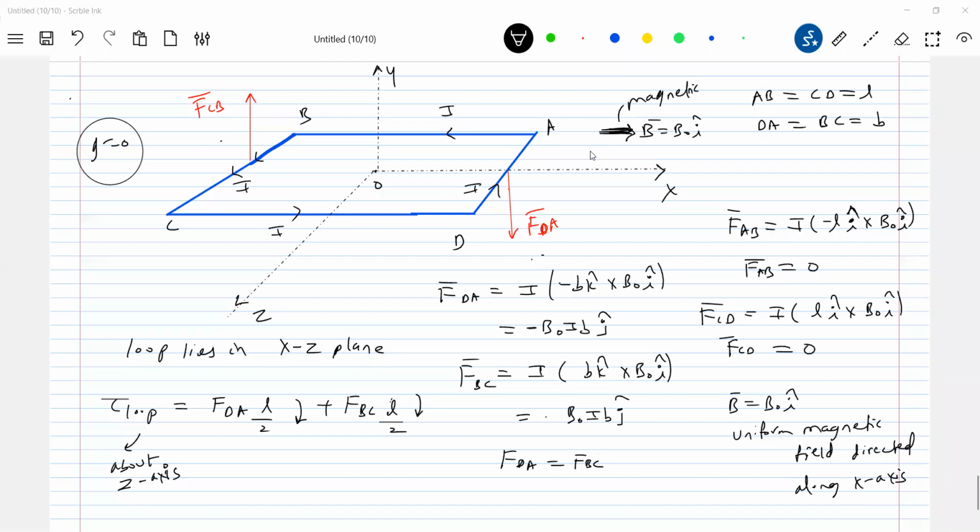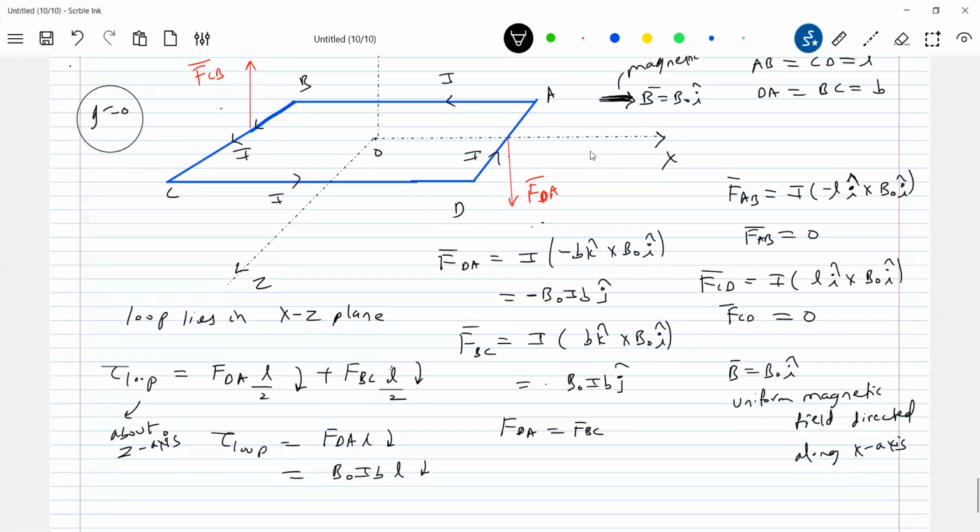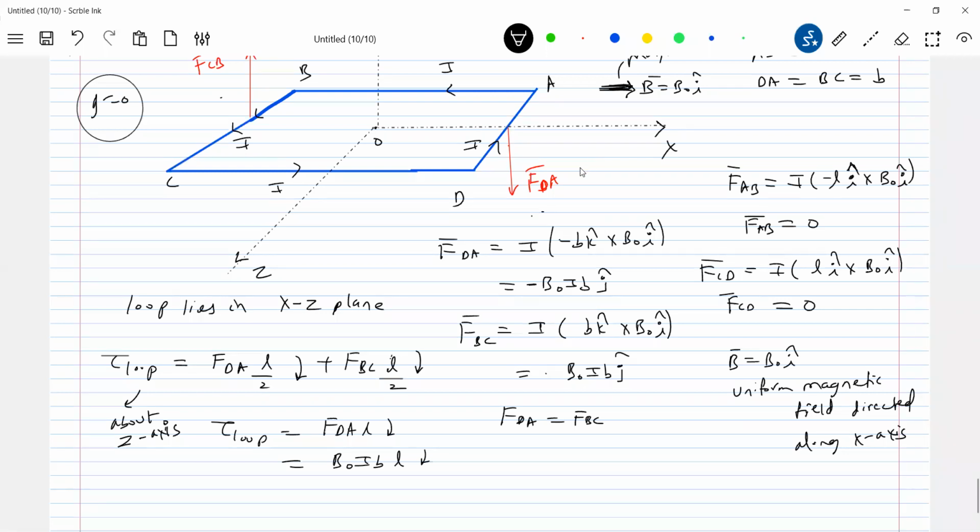I'm writing directly torque, no? Any minus J, I think we have taken care of everything. I'm just showing the sense of rotation here. Torque is set up about that axis, so this will be. Shall I write FDA or FBC? Anything you take it. So FDA into L clockwise. What is FDA? B naught IB into L. What is IB? Current into BL.